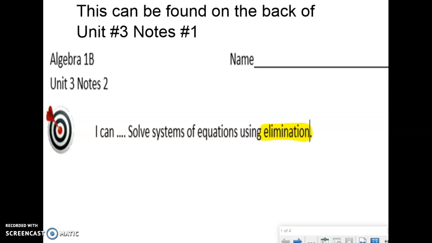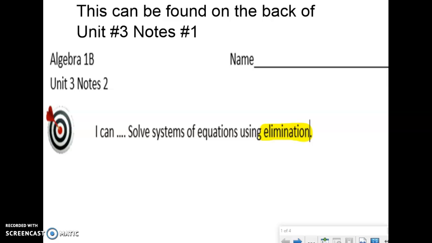All right, here we go with solving systems of equations, but this time with elimination. Now, this can be found in your packet that you received at the beginning of the year on the back of notes number 1. So I've broken this up into 2 lessons rather than doing it as one, and they are 2 completely different ways of solving systems of equations, okay?